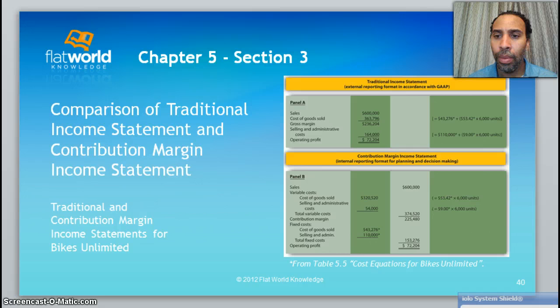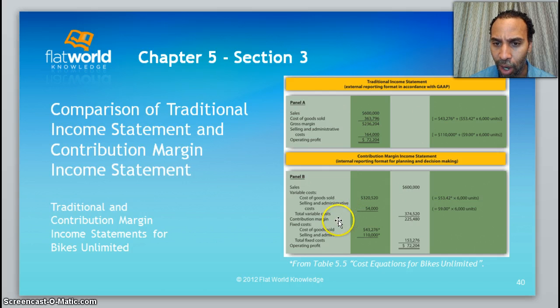So as you can see, if you go ahead and add those two amounts together, 320,520 plus 54,000, you have $374,520 in total variable costs. So you subtract that from your 600,000, and your contribution margin is 225,480, meaning it's sales minus variable costs, which is the margin on which you can contribute to fixed costs and to your profit or your bottom line.